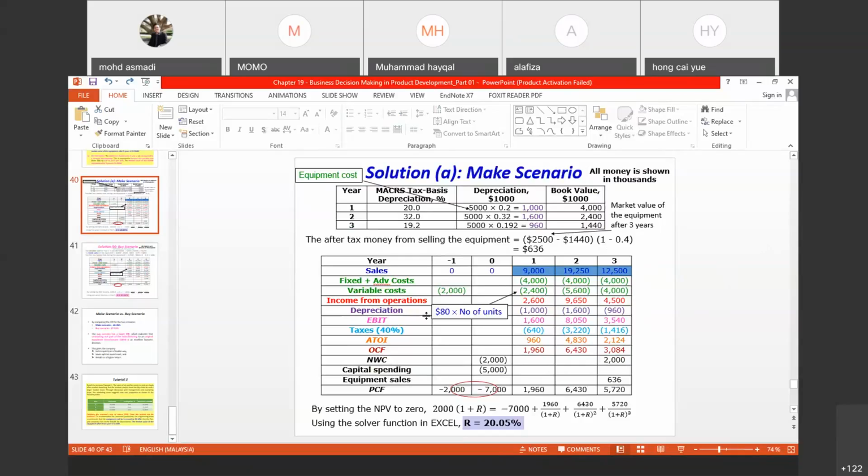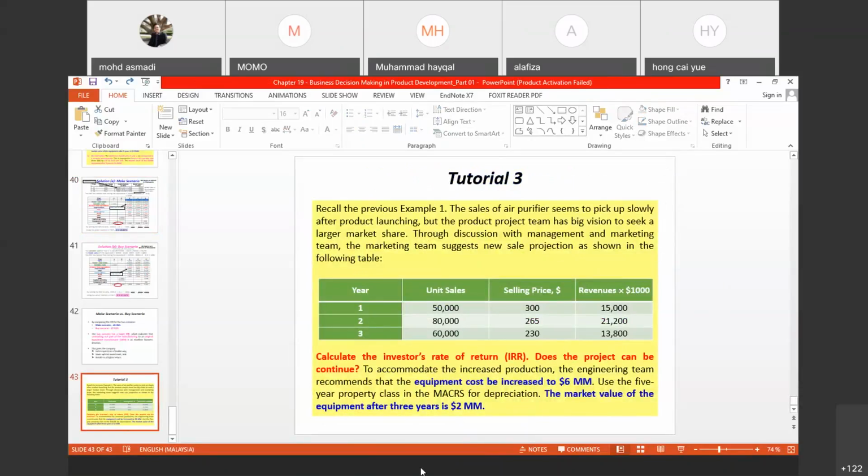Okay, so we continue this one. You have to calculate the after tax money from the selling equipment. This one, if you still remember, we changed to 2 million. This one 2.5, right? So 2 million minus this one, times 1 minus 0.4, so that we can get the equipment sale. Just similarly, can you do this one? I give you 2 minutes. I want to prepare the Padlet.